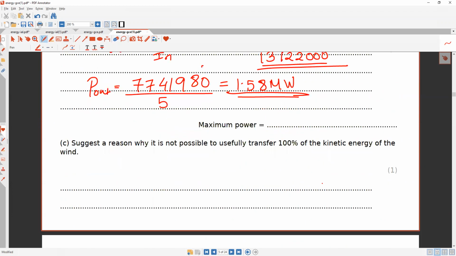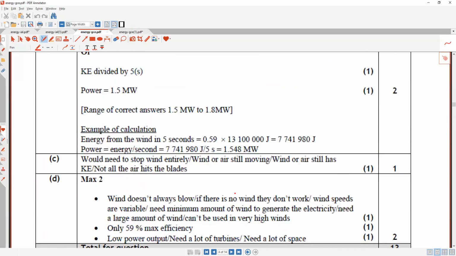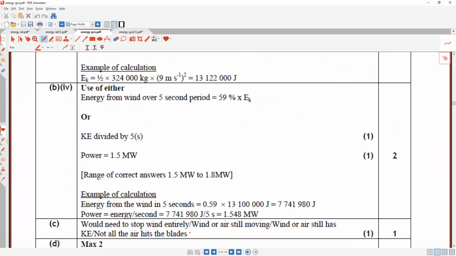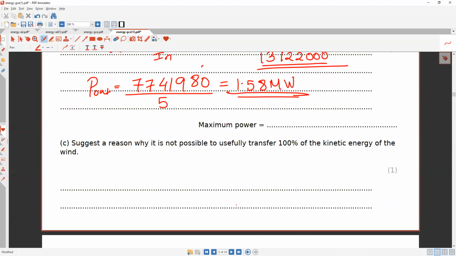Clear, everyone? Now suggest the reason why it is not possible to use full transfer. Friction due to the rotating blades, friction in the motor. What else can you say? Drag, air resistance. When it rotates, drag has to overcome the air resistance. Wind doesn't always blow. Only 59% maximum efficiency. Would need to stop wind entirely.